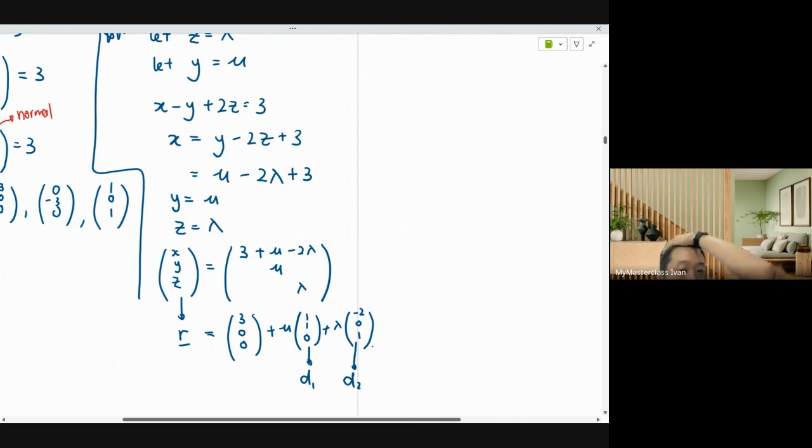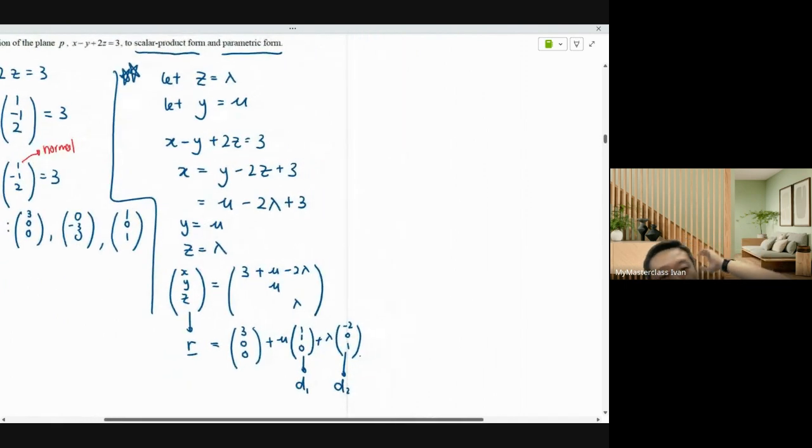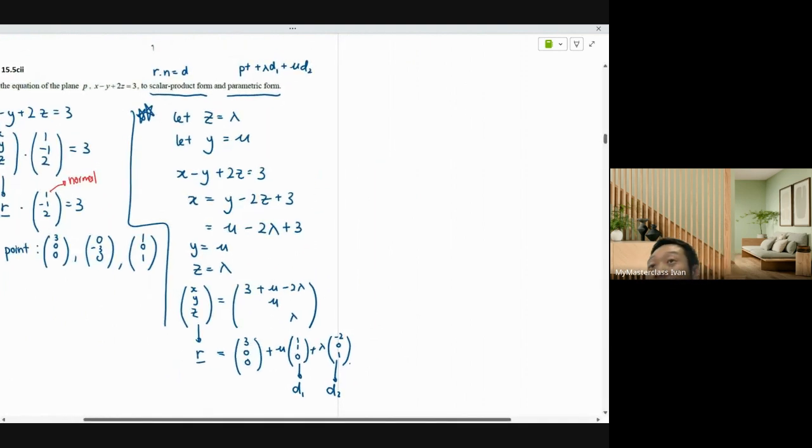Why did you choose y and z? It doesn't matter, you can choose x. Any two will do. Because you must know that in a parametric form, you must have a lambda and a mu. You can let either xy, xz or yz. Any two of the three can. But this kind of question is not common actually.